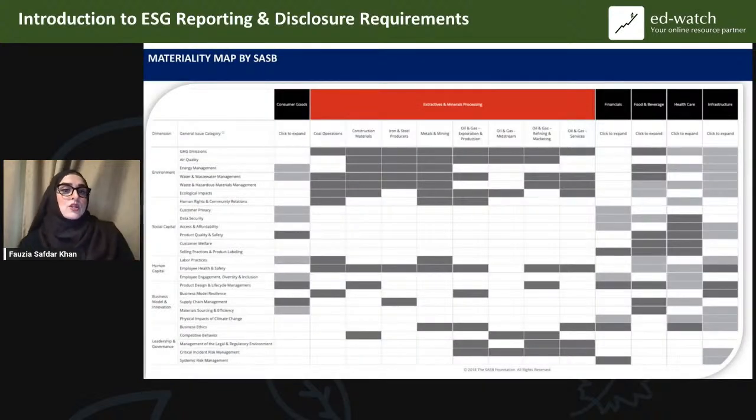This is one thing I really wanted to share with you, and I am telling you again and again that they have defined material topics. This materiality map is available on the SASB website. If you go there and check what material topics or risks can apply to your organization, you can easily get that guidance. Next slide, please.